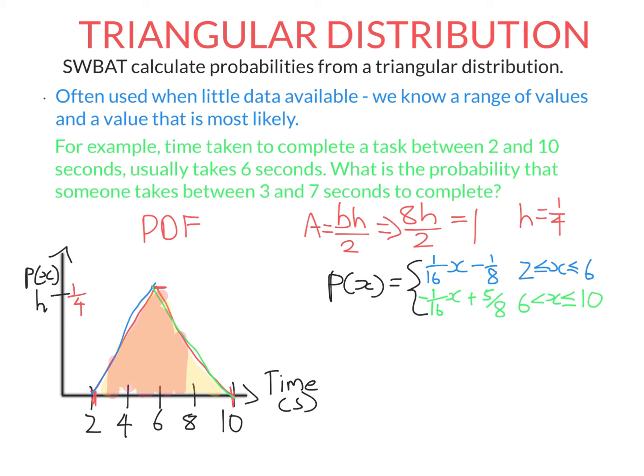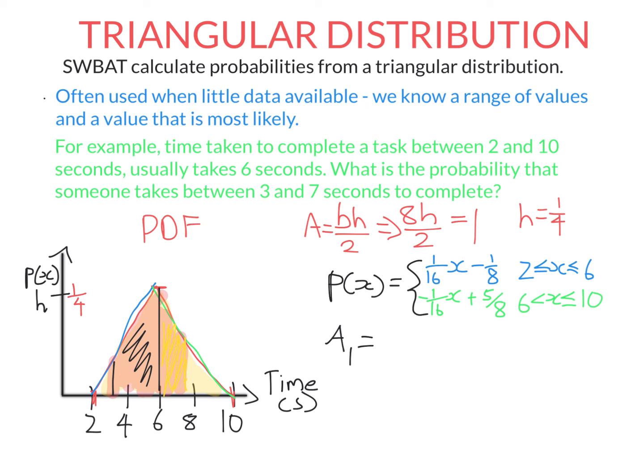Now, what I could do is integrate this function from 3 to 6, this function from 6 to 7, and add them together. There's nothing wrong with doing that, but there's an easier way because this is a triangle. I could find this area here, which is just a trapezium, the area from 3 to 6, and then find the area from 6 to 7, which would just be this area in here. It'll be easier to do this without integration. So let's first find the area in black. I'll just call that A1.